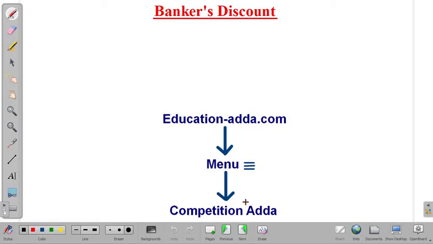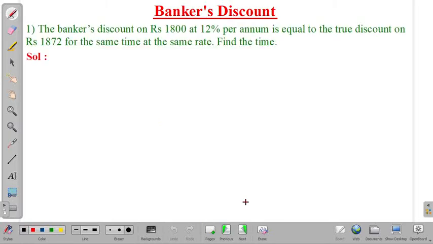Coming back to the discussion, see what is given in this problem. The banker's discount on rupees 1800 at 12% per annum is equal to the true discount on rupees 1872 for the same time and at the same rate. We need to find the time. So how can we solve the problem? See, what is banker's discount? It is equal to the simple interest on the sum.